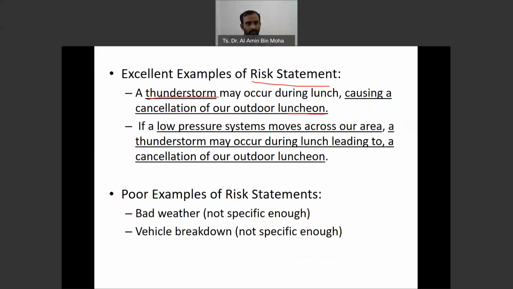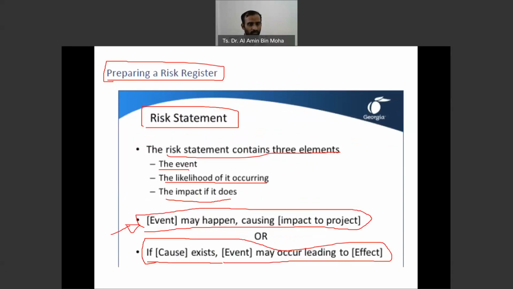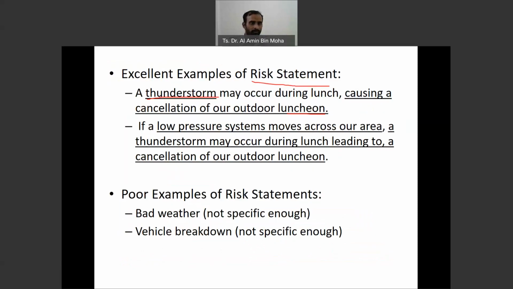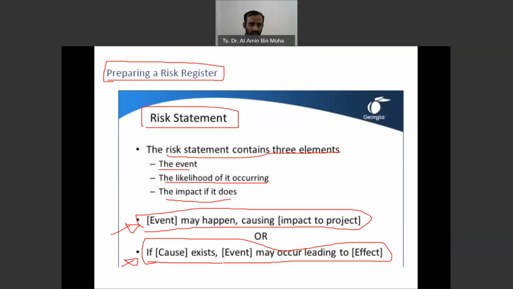What else? The other example, if a low pressure system moves across our area. Both are correct, both styles can be used. So if a low pressure system moves across our area, what's going to happen? A thunderstorm may occur during lunch. So what are the impacts? Leading to a cancellation of our outdoor lunch. So this is a good example because it's covering all these three elements. And make sure you understand this and you're practicing this, because later on you're going to work on risk management assessment, which you need to understand all of these steps and also the important points like the risk statement.